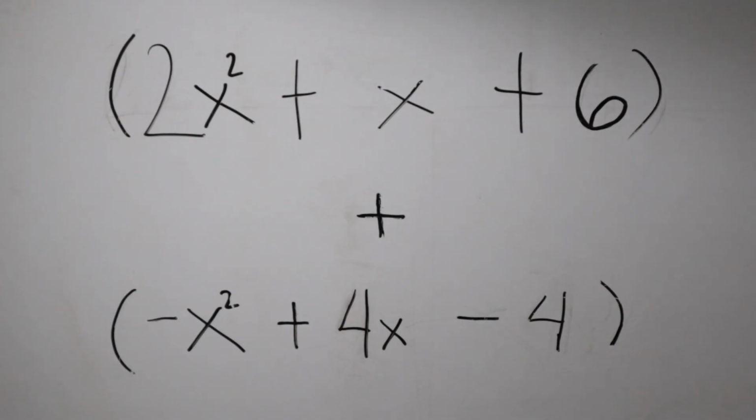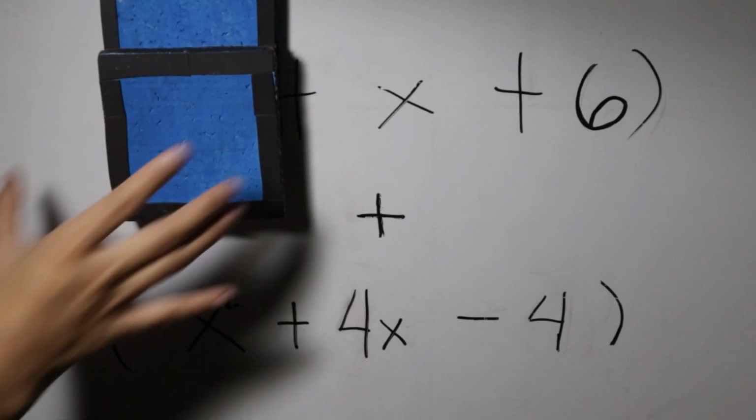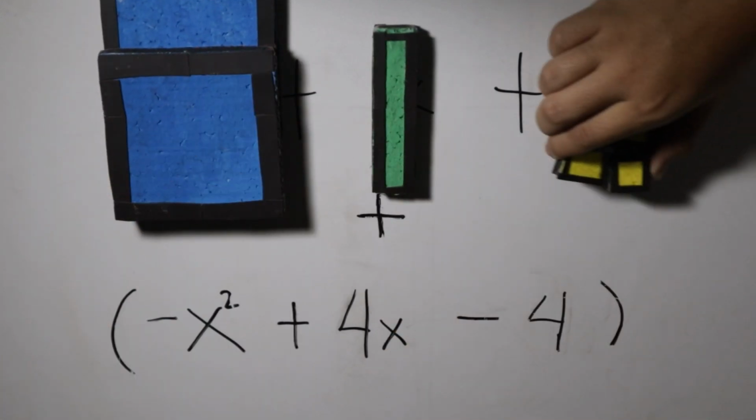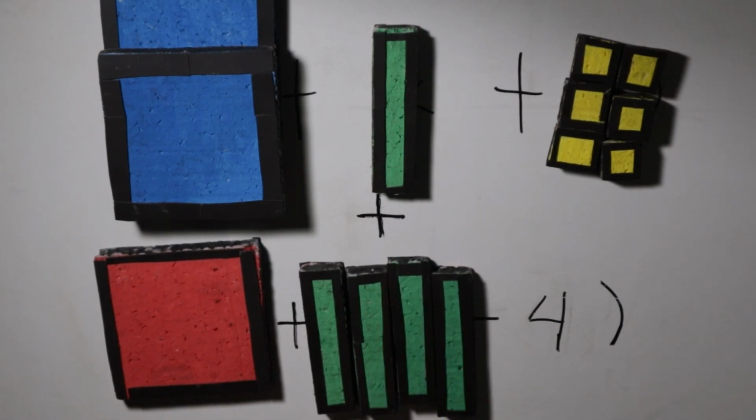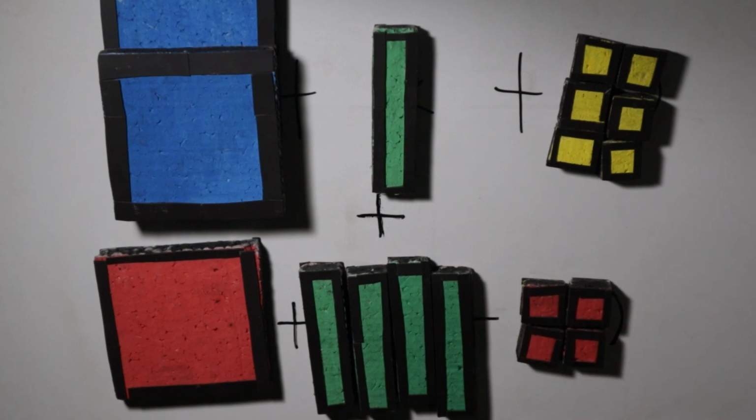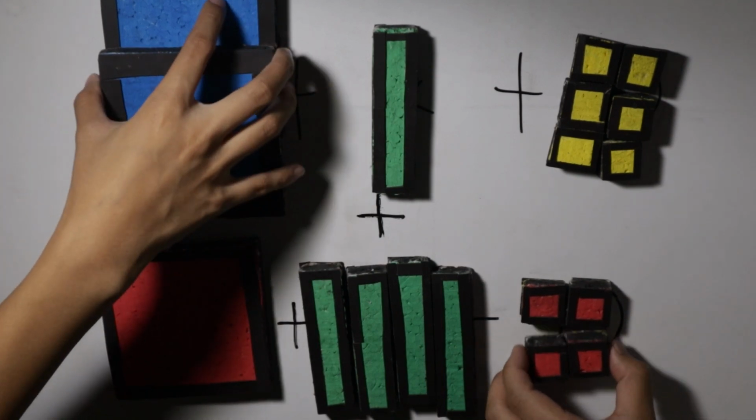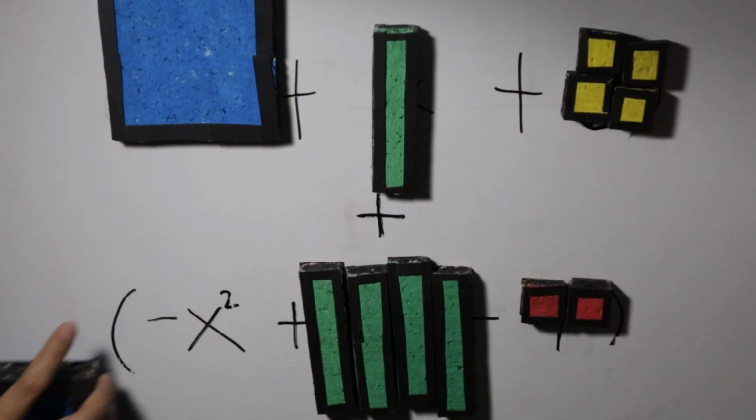Combining like terms will simplify a math problem and is also the proper form for writing a polynomial. To combine like terms, just add the coefficients of each like term. First, let's start out by modeling our polynomials with algebra tiles. 2 positive x squared plus 1 positive x plus 6 constants, and plus negative x squared plus 4 positive x minus 4 constants. Now, with algebra tiles, combining like terms is the same thing as combining like tiles.